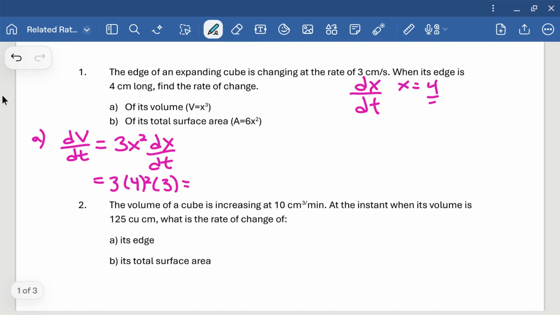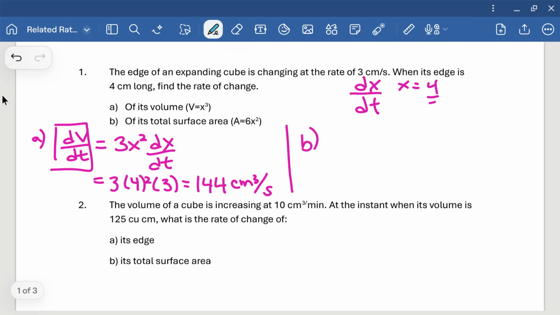So let's go ahead and plug that into our calculator. I just had a different number written down on paper there. So 3 times 4 squared times 3. That will give us 144, and then the units, because we're looking at volume per time, would be centimeters cubed per second. So that's the first one.